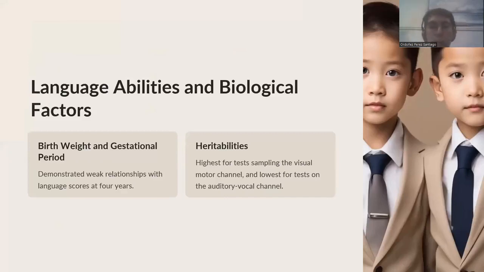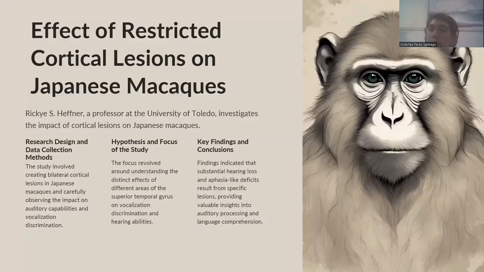So at the end, we'll do some summary or some conclusion with this, but that's for the side of the human articles. Then another aspect that's really important in the investigation or in a research stage is how these things affect animals. And then I found this really interesting article written by Ricky Hemfer, a professor at the University of Toledo, that investigates the impact of cortical lesions on Japanese macaques.